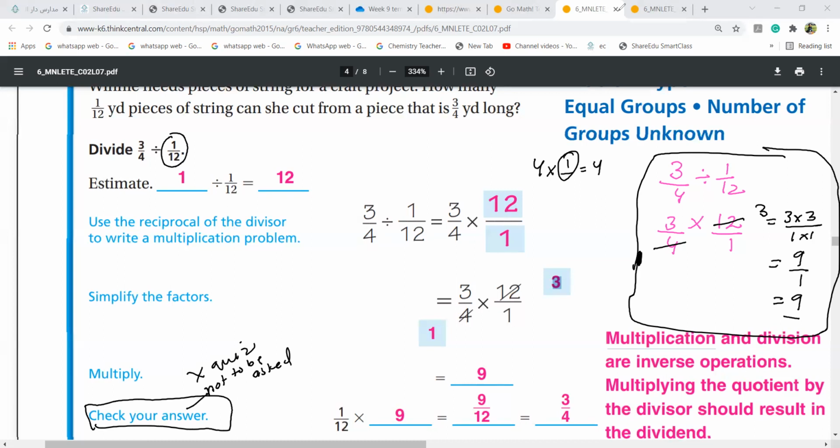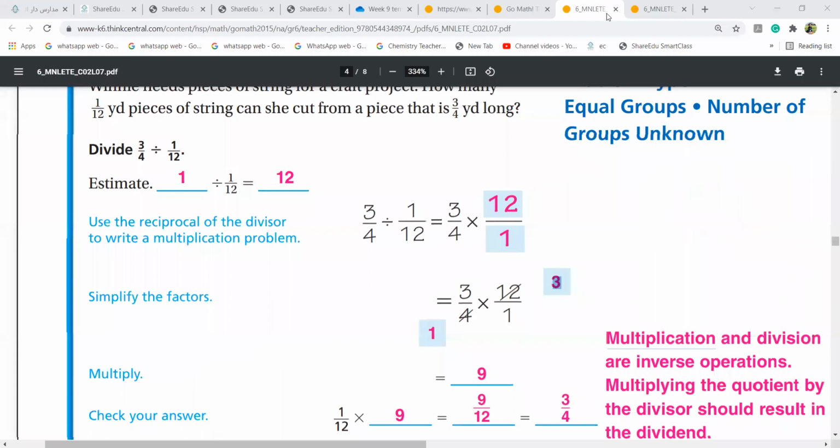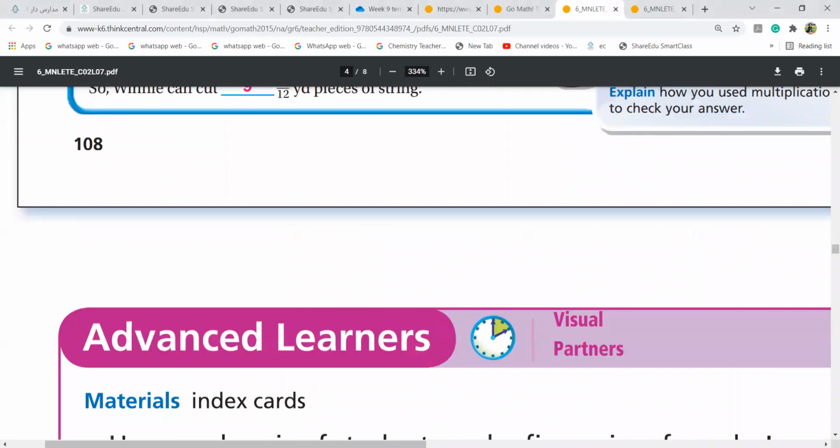Miss, are we going to do page number 109? Yes. I'm just waiting for you all to complete it. Miss, the number line? Number line, no need, my dear. There is no need.